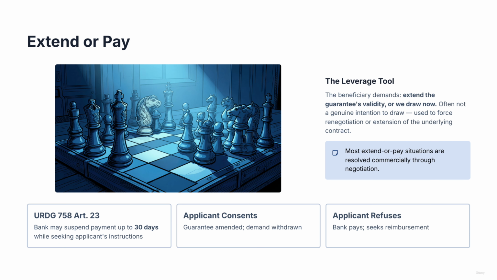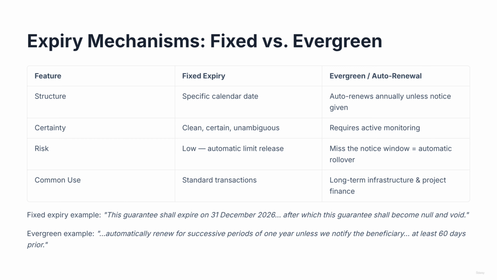In practice, most extend or pay situations are resolved commercially. The beneficiary gets their extension, the applicant gets more time, and the guarantee continues. But the pressure it creates is real, and clients who have not experienced it before are often caught off guard. Explaining this dynamic up front, that the beneficiary holds significant leverage through the extend or pay mechanism, is part of good client advisory. How a guarantee expires is one of the most practically important structuring decisions, and one that does not always get the attention it deserves.